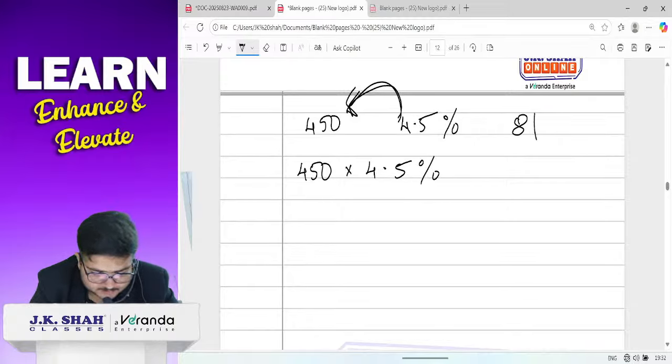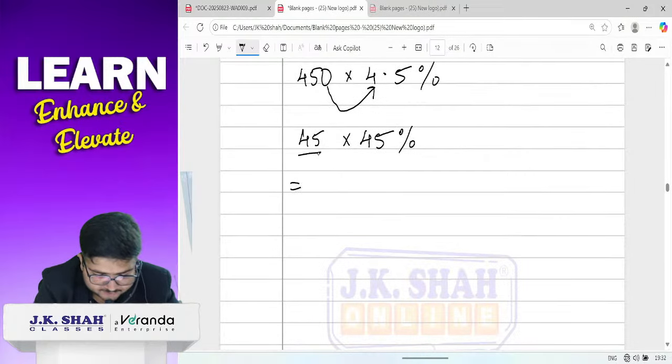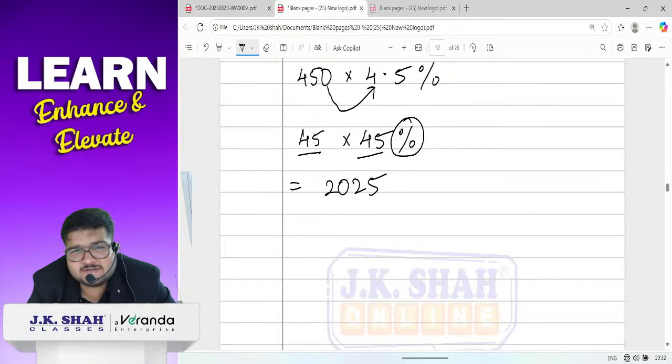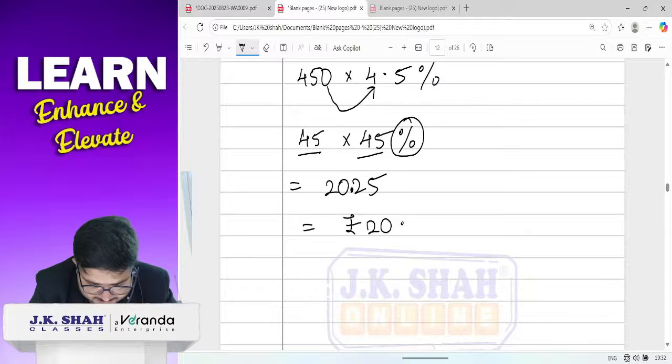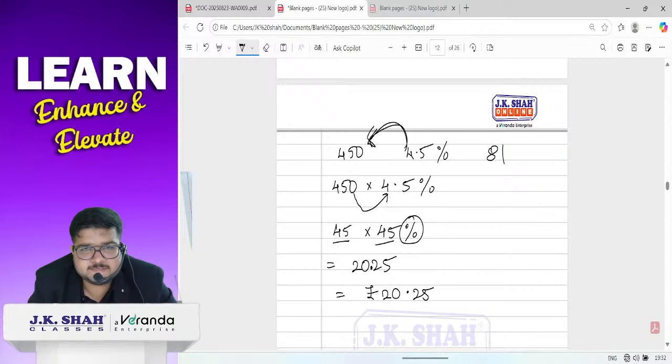Now I will put this 0 here, so now it will remove the point. Now tell me, what is 45 into 45? It is 2025. I told you how to calculate this. And now we have to consider the percentage sign. Because of this percentage sign, there will be a decimal after two digits. So now the interest of 1 year is 20 rupees 25 paise. It is called paise only, in English also.